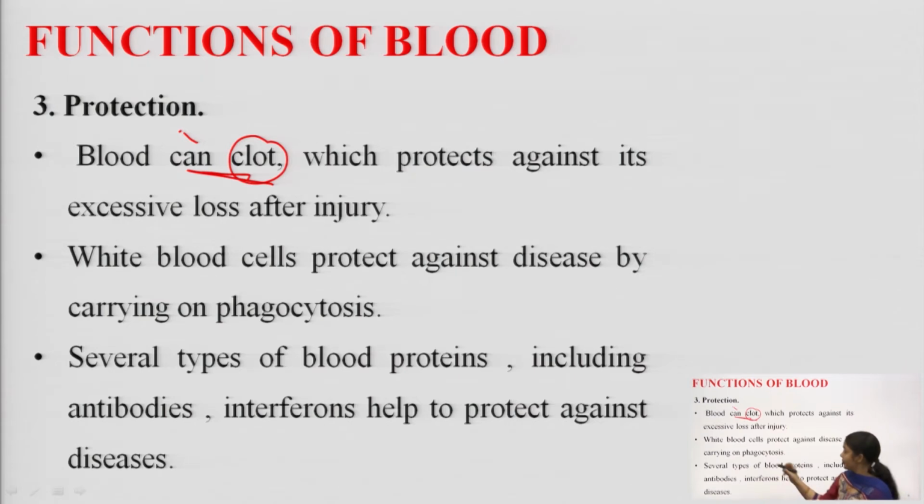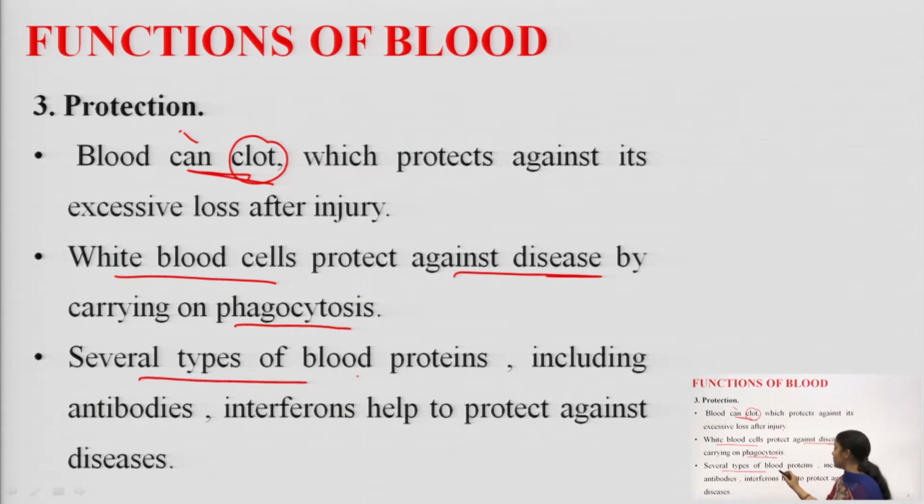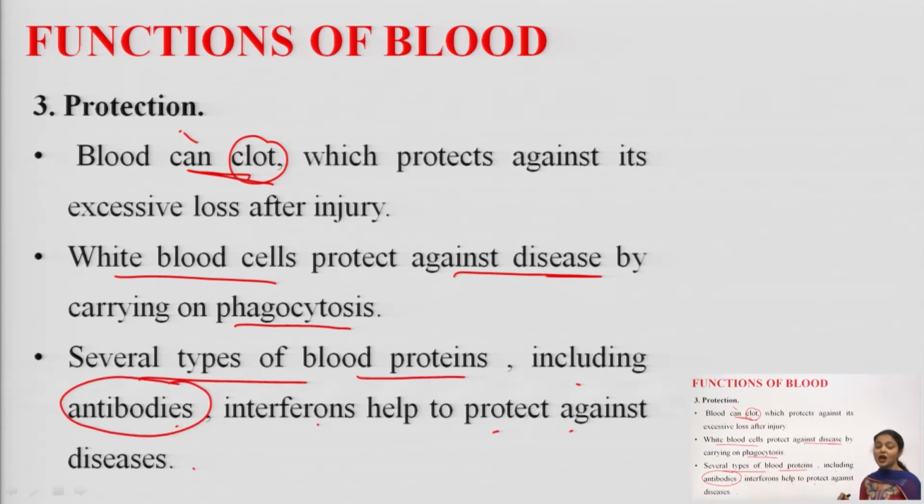Now the white blood cells, which are blood cells present in your blood, protect against disease by carrying out phagocytosis. Next, several types of blood proteins, including antibodies and interferons, help to protect against disease. Blood produces antibodies against some antigens, which protects our body from many diseases.